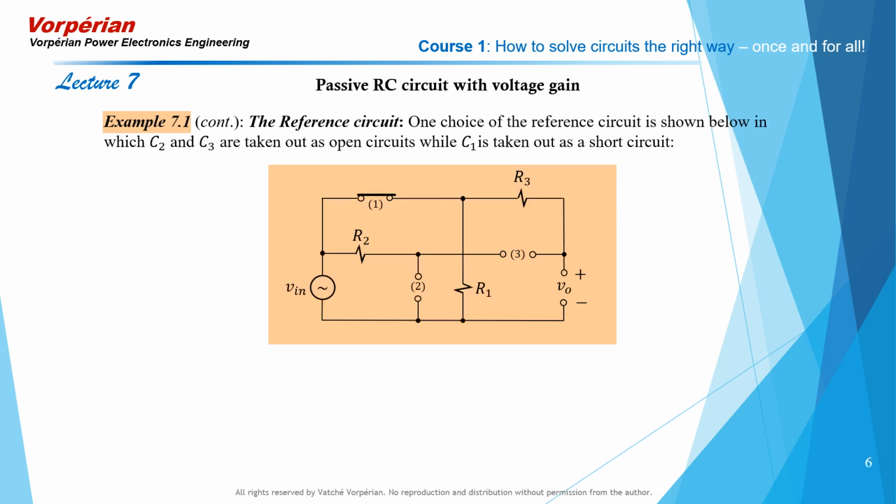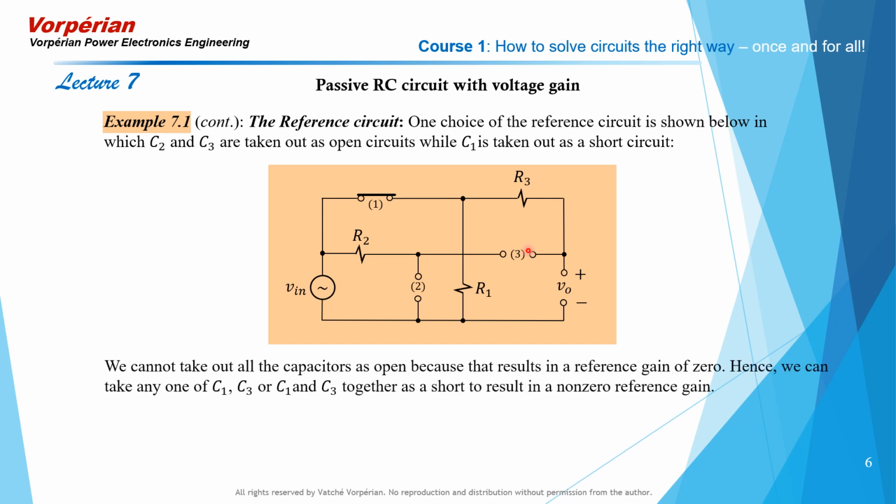We begin by taking out the 3 capacitors to determine the reference circuit and its gain. Now there are several different ways of taking these capacitors out. One way that is shown here is to take C1 as a short circuit, while C2 and C3 are taken as an open circuit. Another choice would be to take C1 and C2 as short circuits and C3 as an open circuit. Yet another way would be to take C1 and C2 as open circuits and C3 as a short circuit. In all these 3 different cases, the reference gain is non-zero.